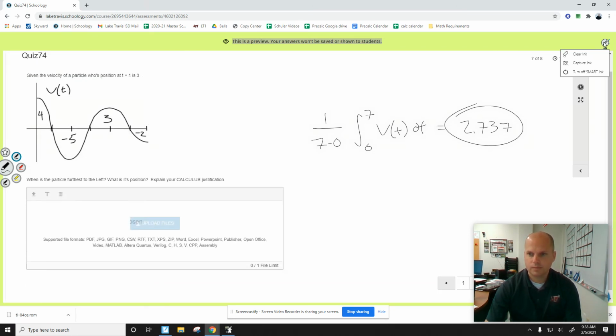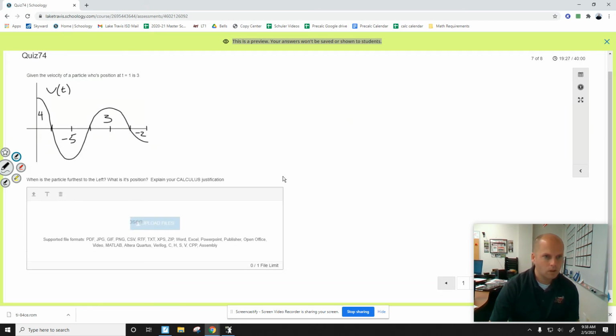Next 2 problems. Given the velocity, whose position at t of 1 equals 3, it probably should be told that these are the areas. x of 1 is 3. That is like an initial position that we're given. When is the particle furthest to the left? What is its position? Explain your calculus justification.